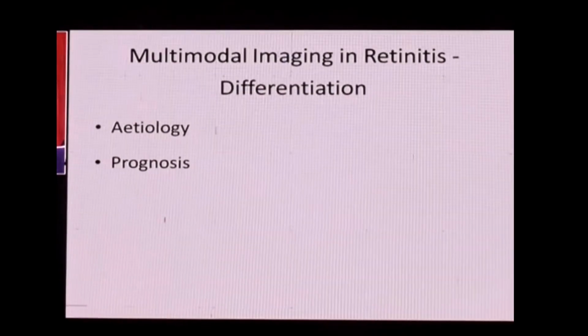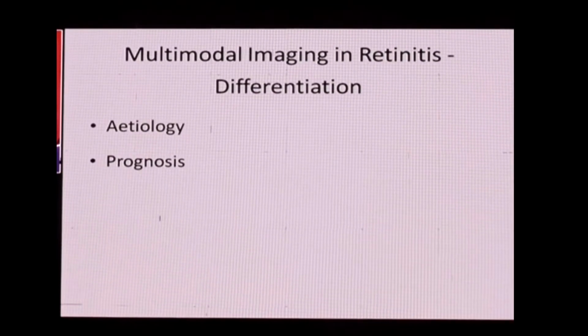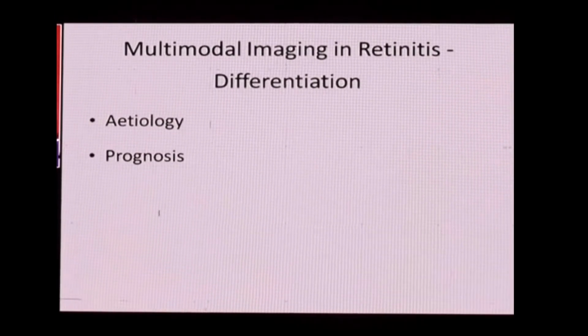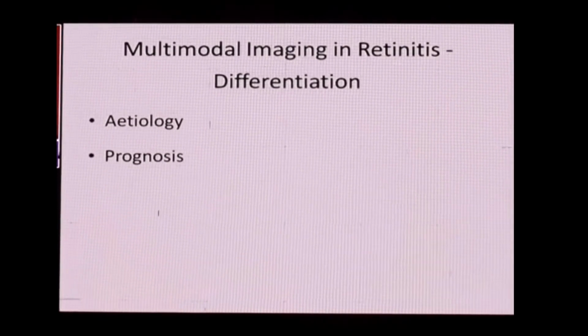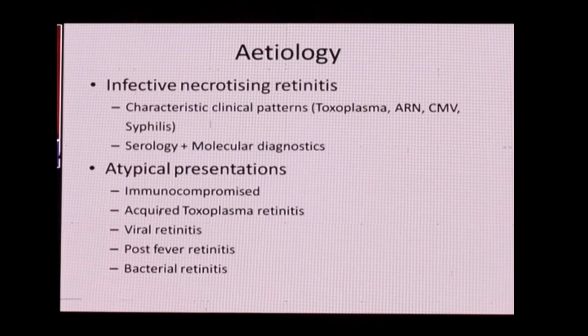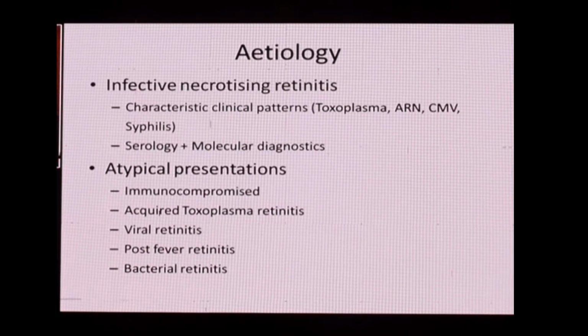So when we are looking at differentiation, what are we looking at? Are we looking at certain biomarkers that would tell us the etiology? Are we looking at certain indicators that would give us the prognosis of that particular case of retinitis? When we look at retinitis, we are usually talking about infective necrotizing retinitis. As we have learned and practiced all along, these are associated with characteristic clinical patterns, like in toxo, ARN, cytomegalovirus, or syphilis. There's a distinct clinical pattern, and we confirm it with serology or molecular diagnostics from the fluid.